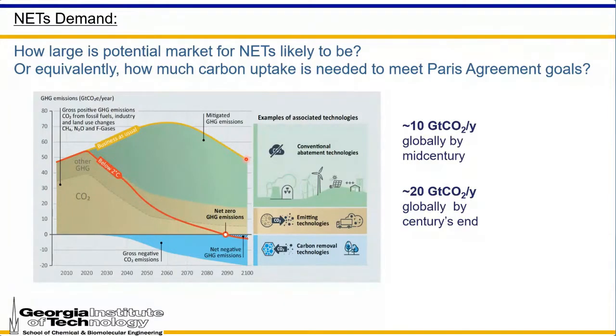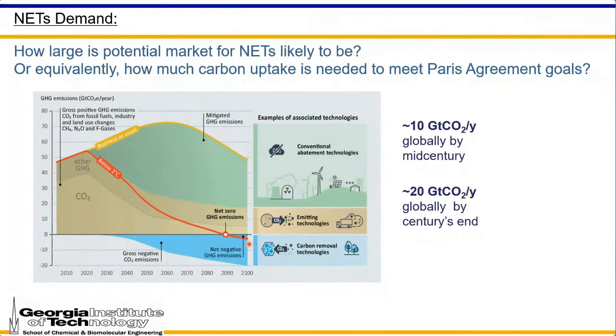However, if we follow this pathway, we're very likely to exceed 2 degrees C warming, which could have catastrophic consequences on global climate. There's a variety of alternate scenarios where one can stay below 2 degrees C, and one of those scenarios is shown here in red.